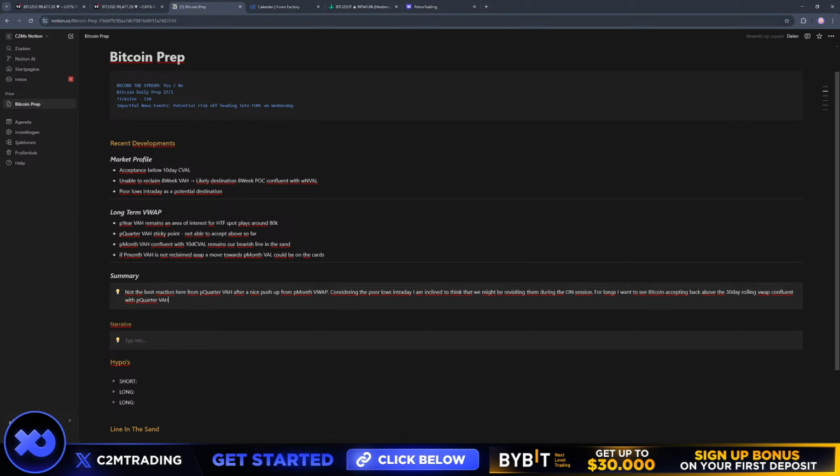So I think we'll be revisiting during the overnight session. For longs, you want to see Bitcoin settling back above the 30 rolling VWAP, confluent with previous quarterly value high. If unable, likely more downside towards previous month value area low.